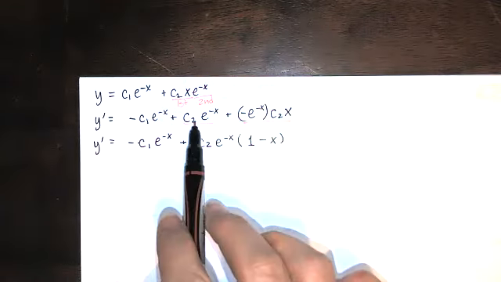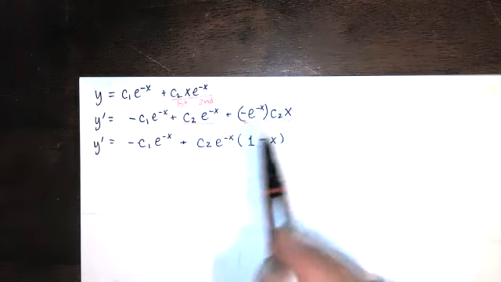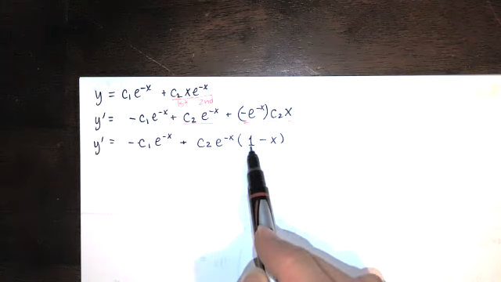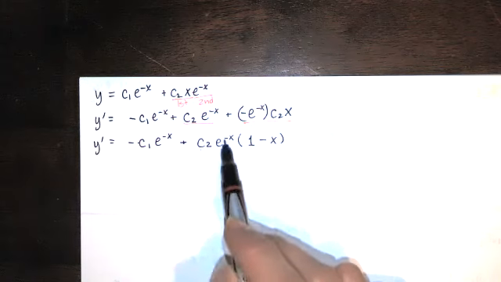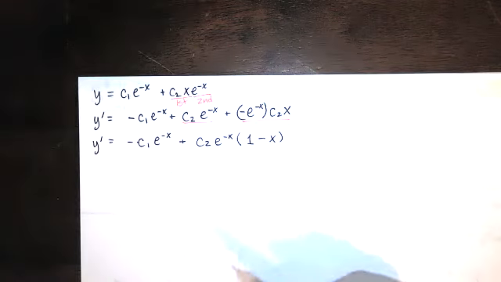Because I'm looking at these two terms and I'm saying they've got this C2 in common, they've got the e to the -x in common. If I factor those out, what's left? This times 1 would give me this, and this times -x would give me that. Okay, so that's y prime.